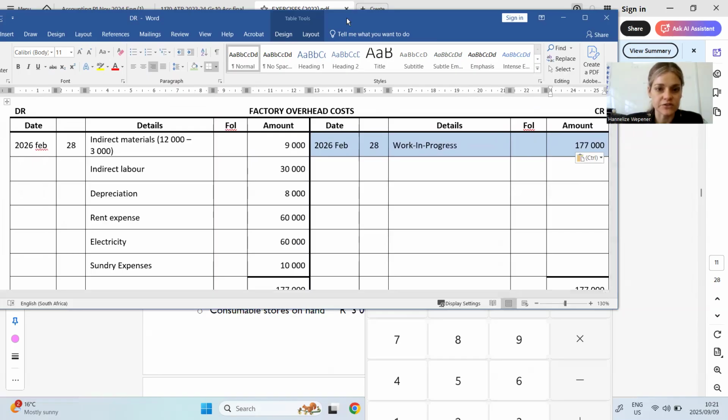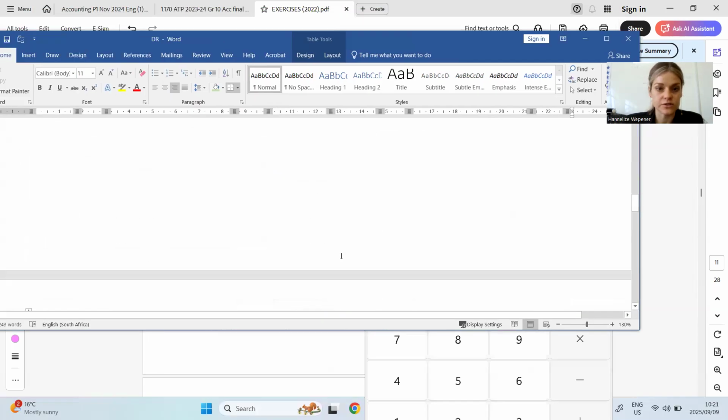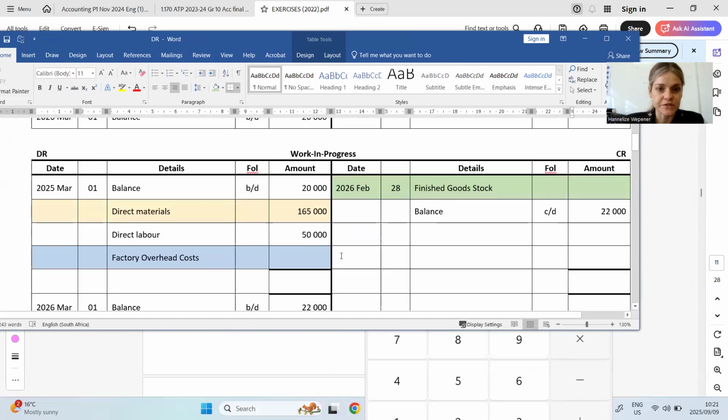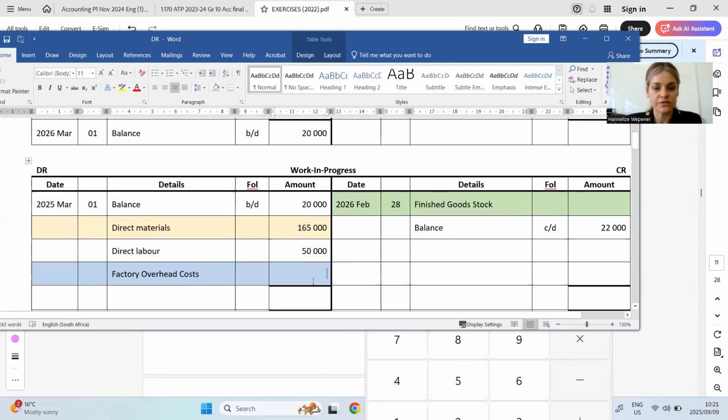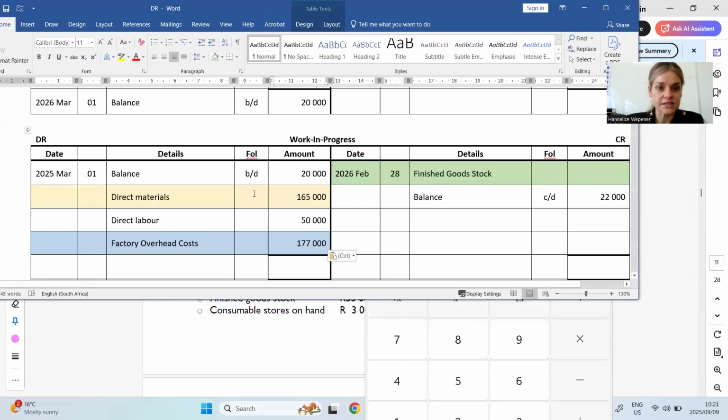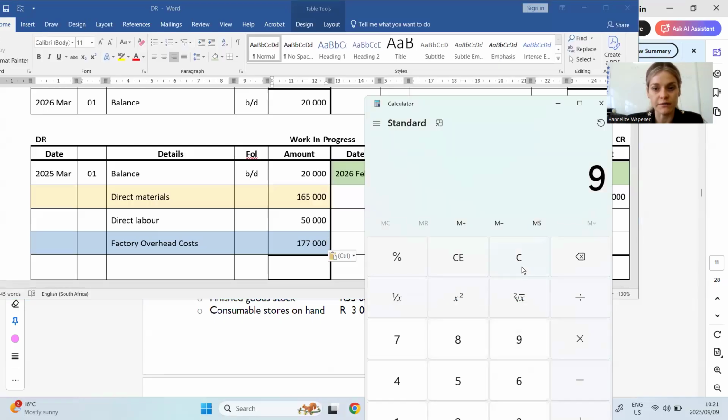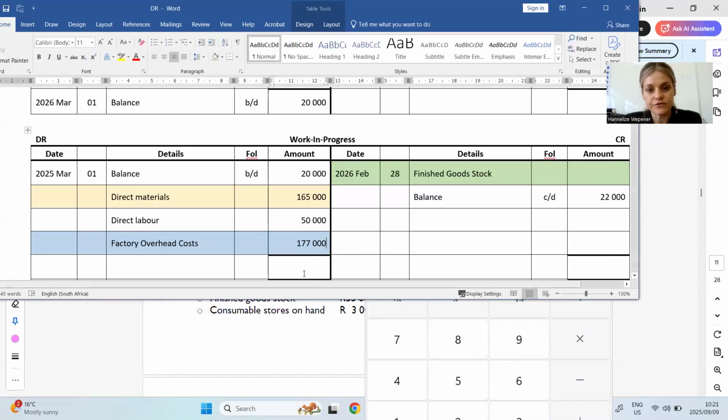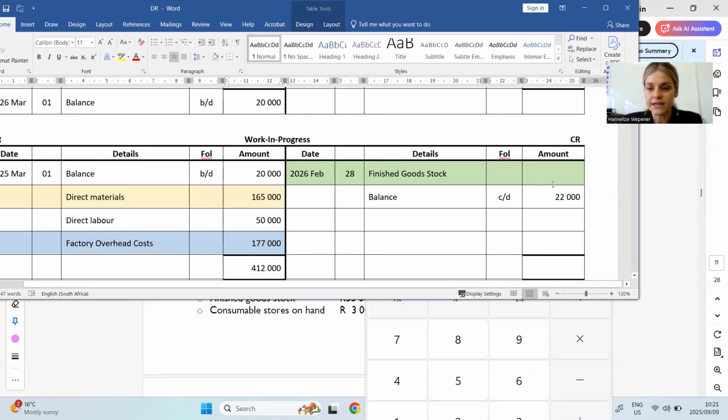I just want to double check that electricity. Yes, it was 60,000. Looks so high now. Okay, so work in progress, factory overheads, 177. Which means that now, once again, because this is the only thing that you will have on your debit side for your work in progress, you add all of those amounts because it's complete, no missing figures. It's 177. So find the total and then balance the account to find your only unknown.